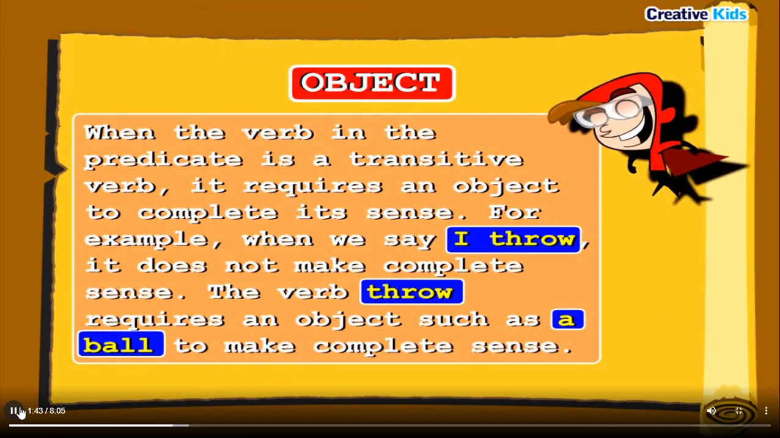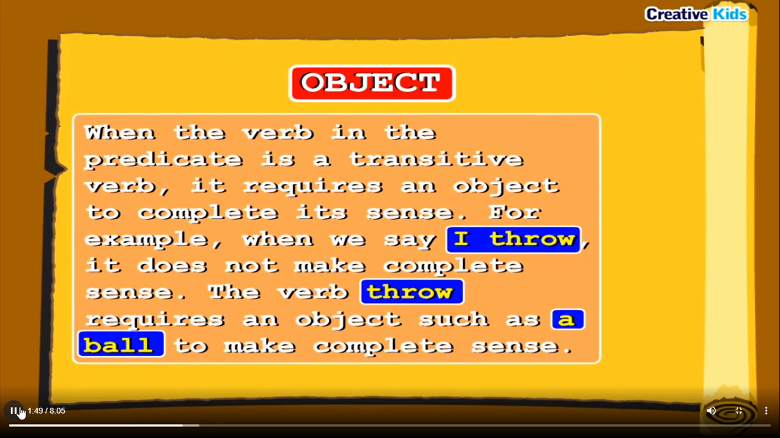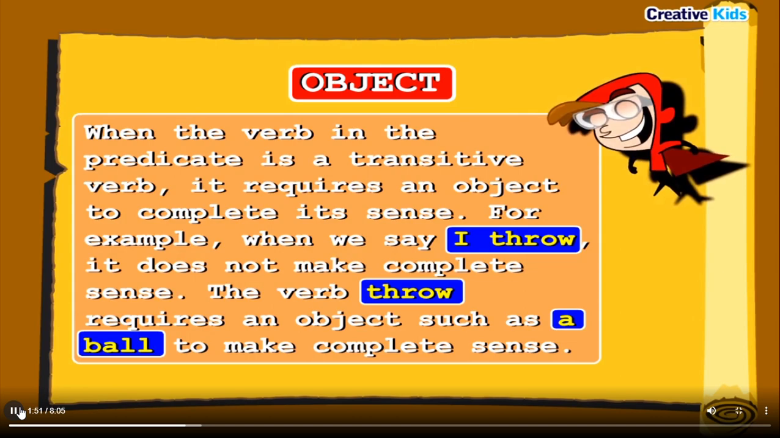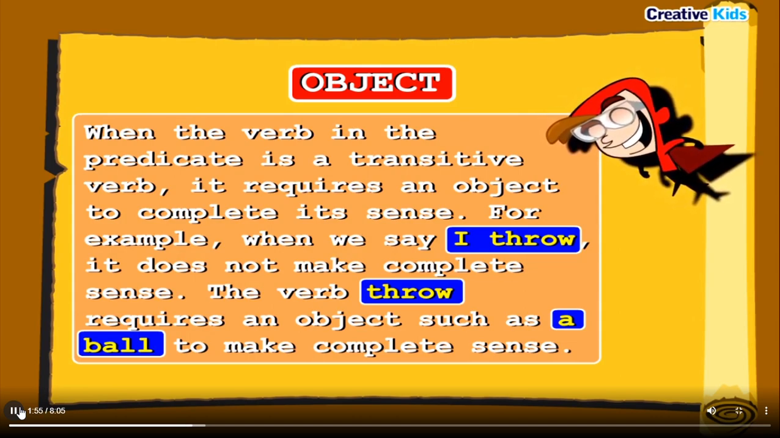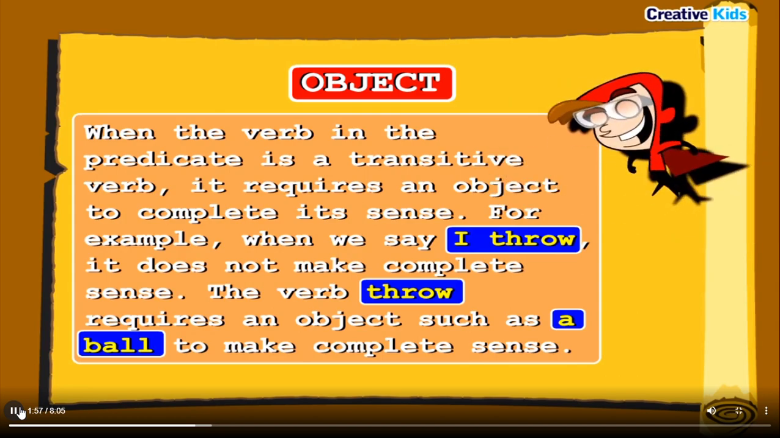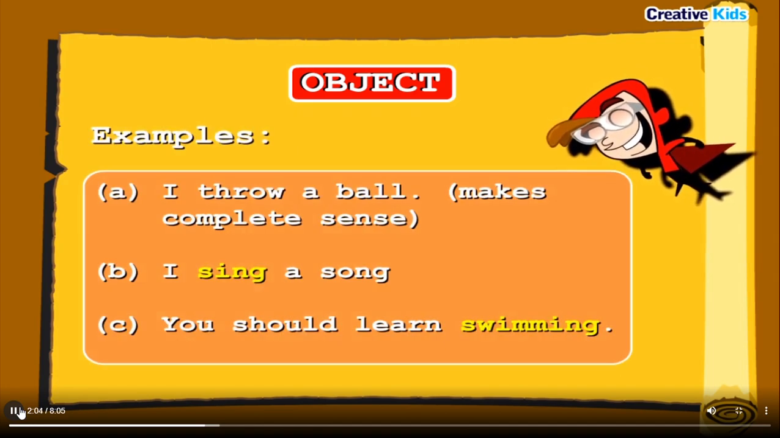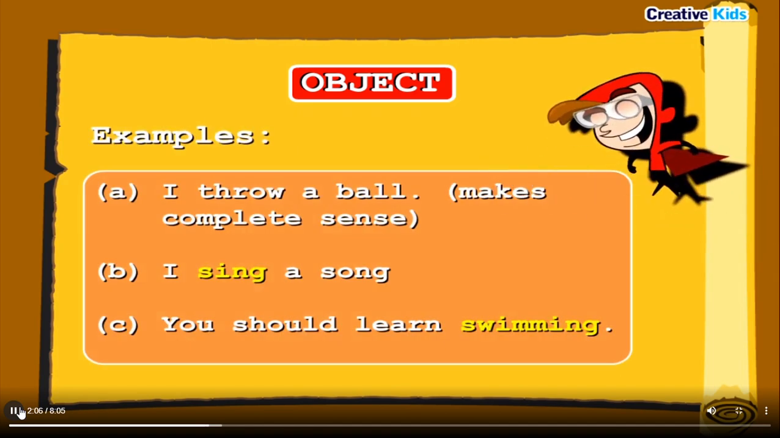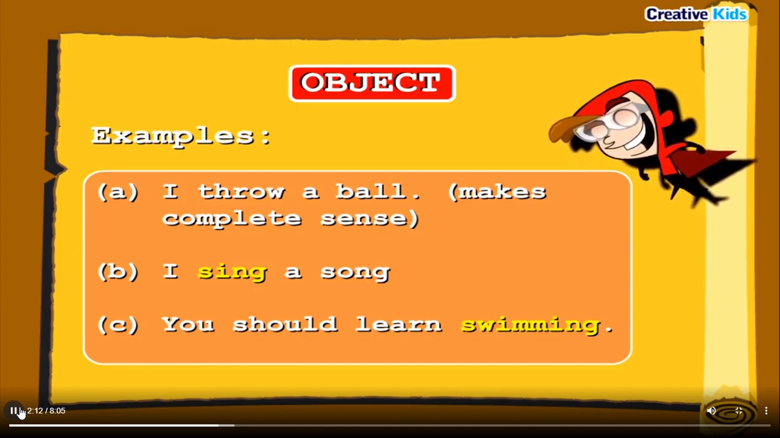Object. When the verb in the predicate is a transitive verb, it requires an object to complete its sense. For example, when we say "I throw," it does not make complete sense. The verb throw requires an object, such as a ball, to make complete sense. Examples: I throw a ball makes complete sense. I sing a song. You should learn swimming.